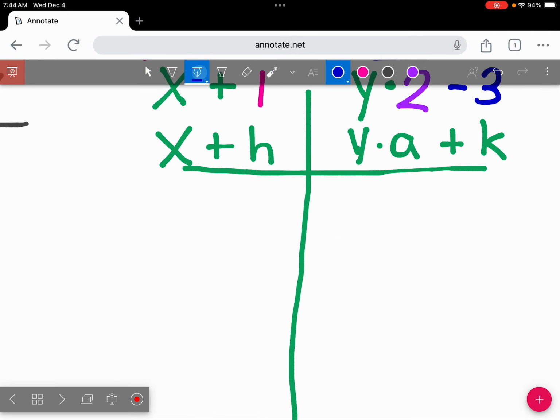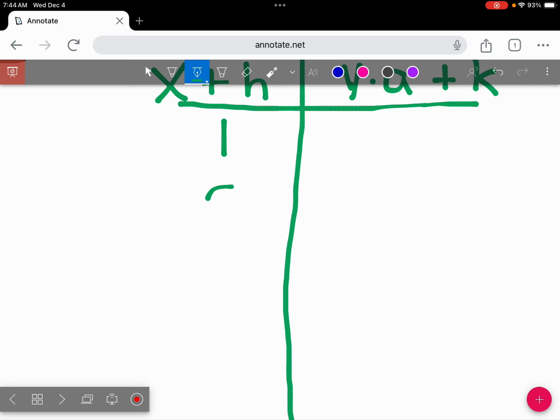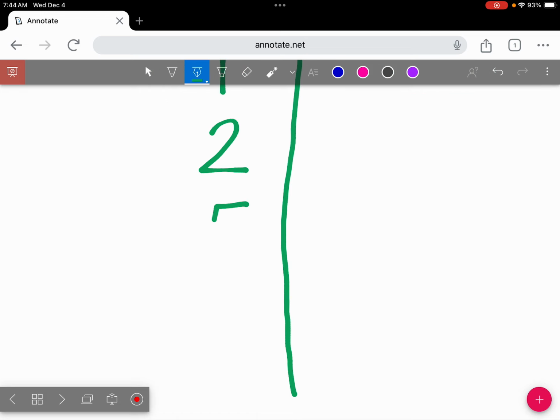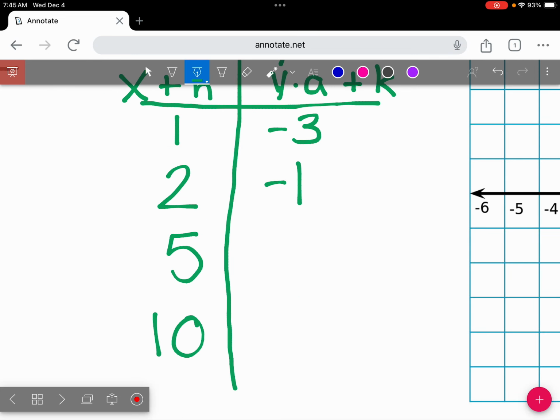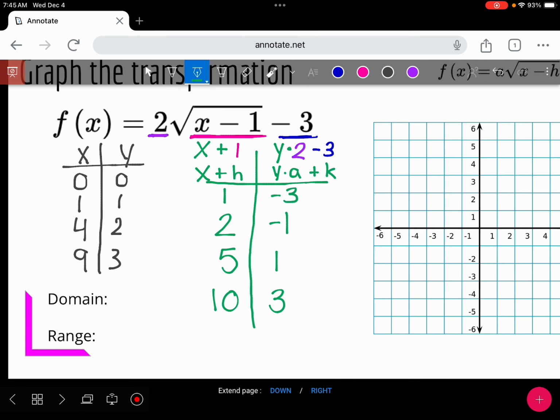So we're going to take all of our x values and add 1. So 0 plus 1 is 1. 1 plus 1 is 2. 4 plus 1 gives us 5, and 9 plus 1 gives us 10. The y's are usually where it's slightly more challenging because there's 2 pieces. You could always use a calculator for it. So we're going to take our 0 times 2, which is 0, minus 3, which is negative 3. 1 times 2 is 2, minus 3 is negative 1. 2 times 2 is 4, minus 3 is a positive 1. And 3 times 2 is 6, minus 3 is a positive 3. That one's off my graph, but I'm still finishing out my table anyway.